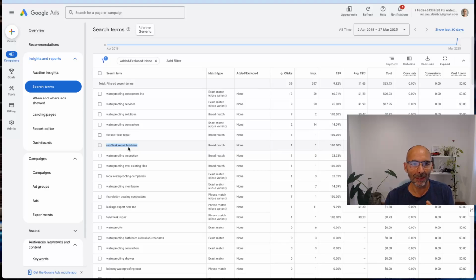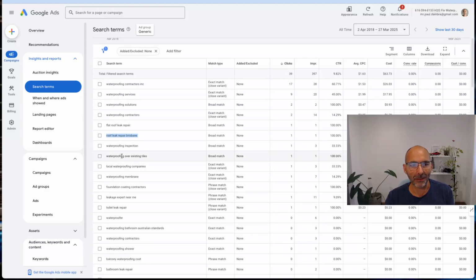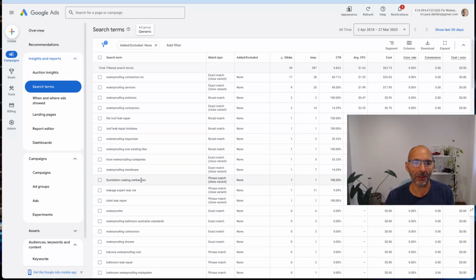No idea. Secondly, why would it show up for roof leak repair? Well, it's to do with the phrase, obviously. And so the question now becomes whether this is relevant or not. Now, the person's paid for a click for this. Some of these others make sense. Waterproof over existing tiles, local waterproofing company, no problems. But then you've got something like this, foundation coating contractor.